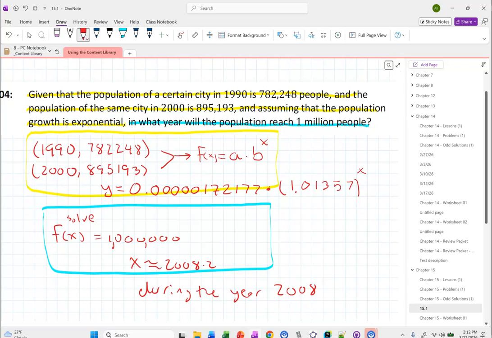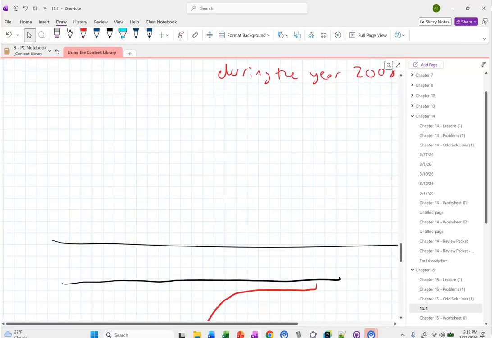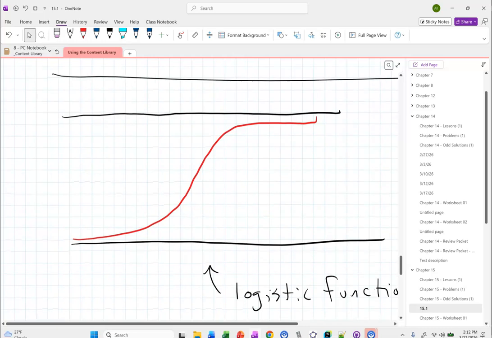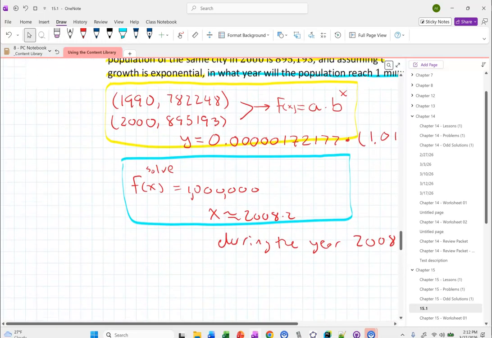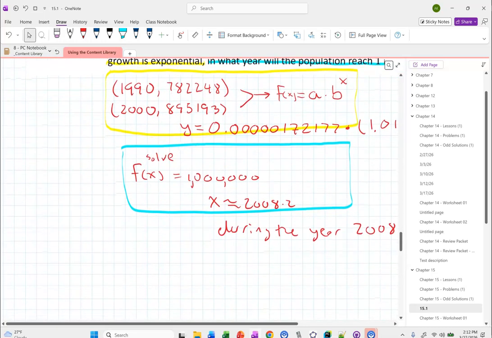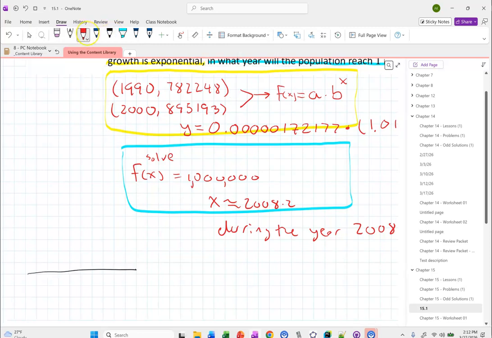Everybody feel okay with what we did here, though? We'll show you guys eventually how to solve these things algebraically, but we're not there yet. We're just going to be using the calculator right now to solve these kinds of equations. The second, okay, so this is describing a population, right? Now, the graph of an exponential is going to look like this, right?